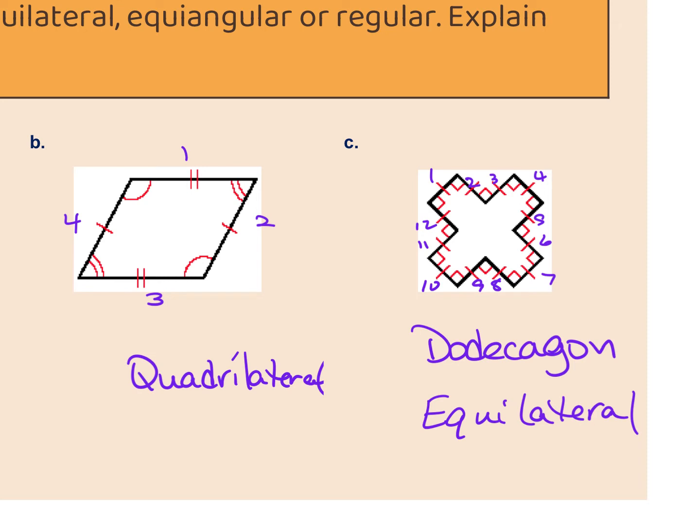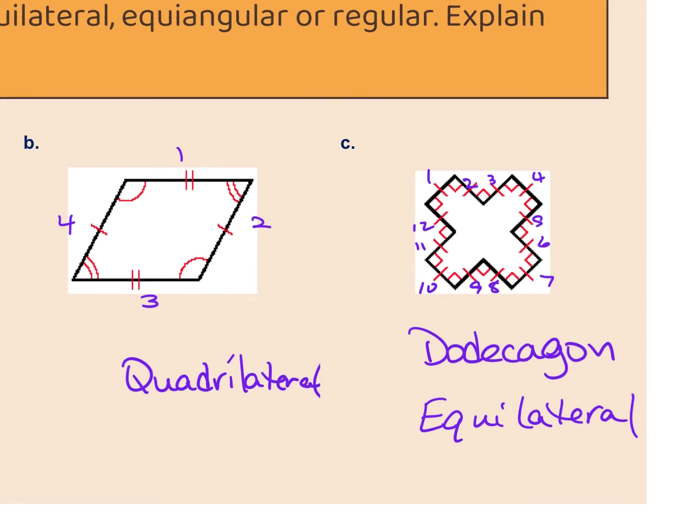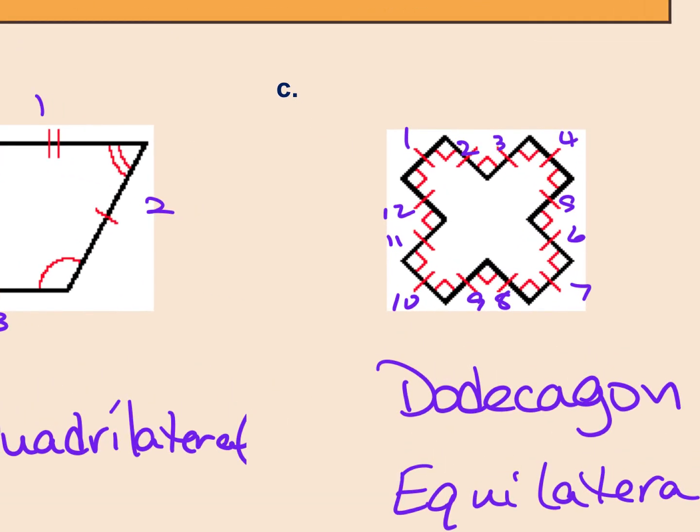However, the angles are not all congruent. So this would only be an equilateral dodecagon because all 12 sides are congruent. Notice I've got all of these right angles, but there's only 1, 2, 3 that's outside, 3, 4, 5, 6, 7, 8, and then we have 9, 10, 11, 12. Those on the inside there are not 90 degrees, so they're not all congruent.